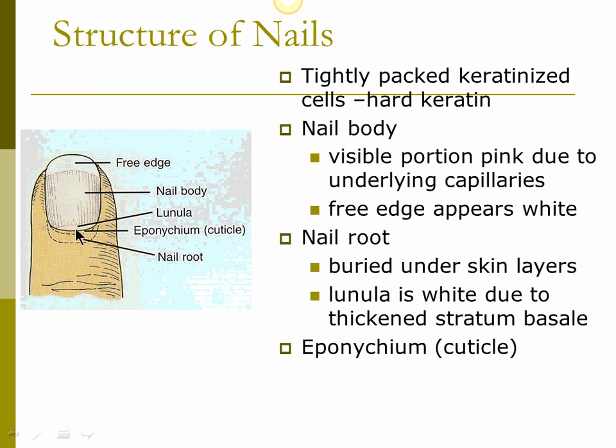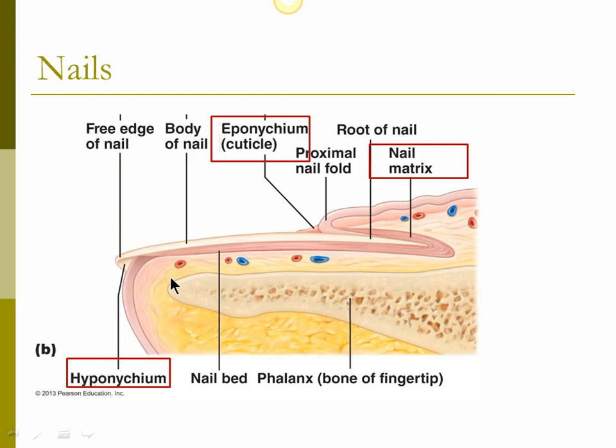There is a part of the nail which is embedded inside, which is known as the nail root. And here you often have this whitish area, which is called the lunula, because there is a very thick stratum basale over there. And this part is the cuticle, which we always push back when you go get your manicure done.